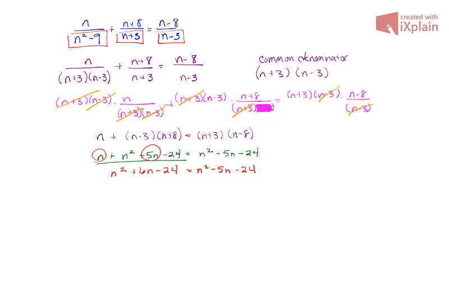Okay, let's clean this up further. We should still try to combine like terms. So I'm going to add 24 to both sides, and lucky me, those actually will cancel each other out. I'm also going to go ahead and subtract an n squared from both sides, and those will cancel each other out, leaving me with 6n is equal to a negative 5n.